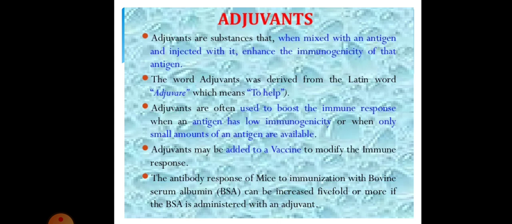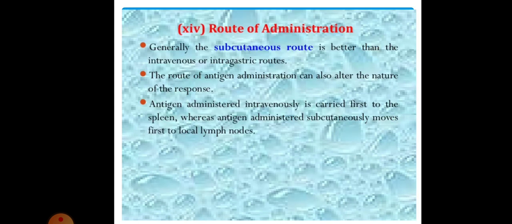करने के लिए. The antibody response of mice to immunization with bovine serum albumin can be increased 5-fold or more if the BSA is administered with an adjuvant. जो बोविन सीरम अल्ब्यूमिन है उसका इम्यूनाइजेशन बढ़ाने के लिए एडजुवेंट मॉलिक्यूल हेल्प करते हैं उनको ऐड करने के बाद में. Route of administration of adjuvant. अब एडजुवेंट कैसे, किस तरीके से, कौन से रूट से एंटीजन के साथ मिलाए जाते हैं, फिर वैक्सीन के साथ में मिलाए जाते हैं.